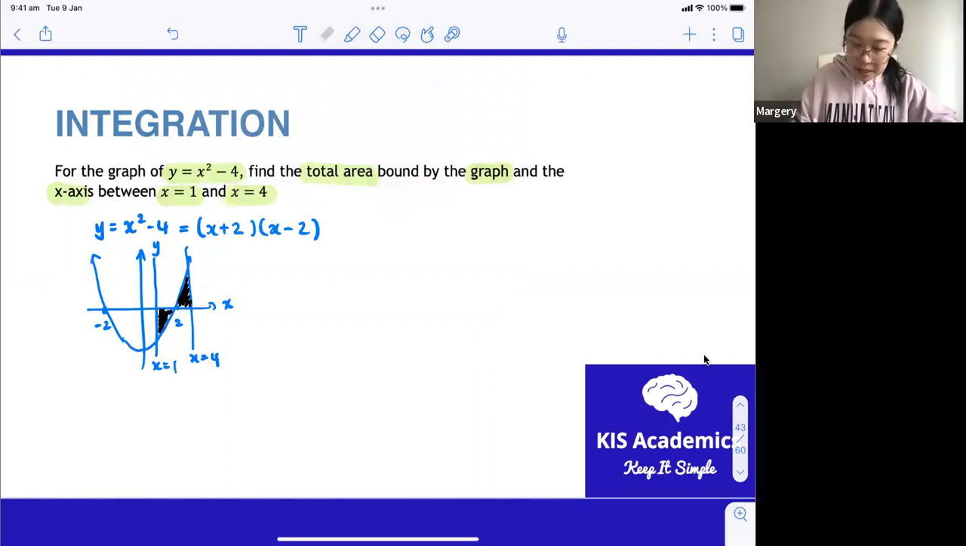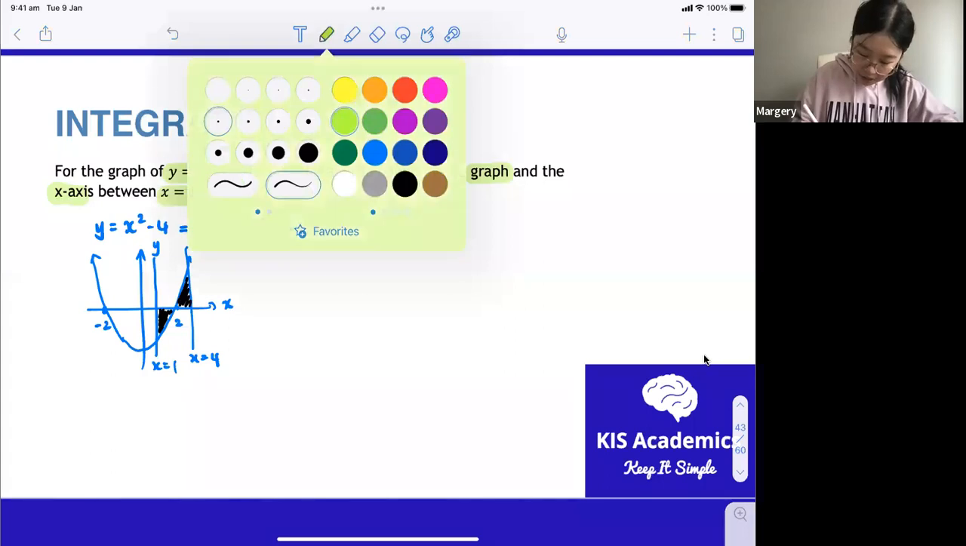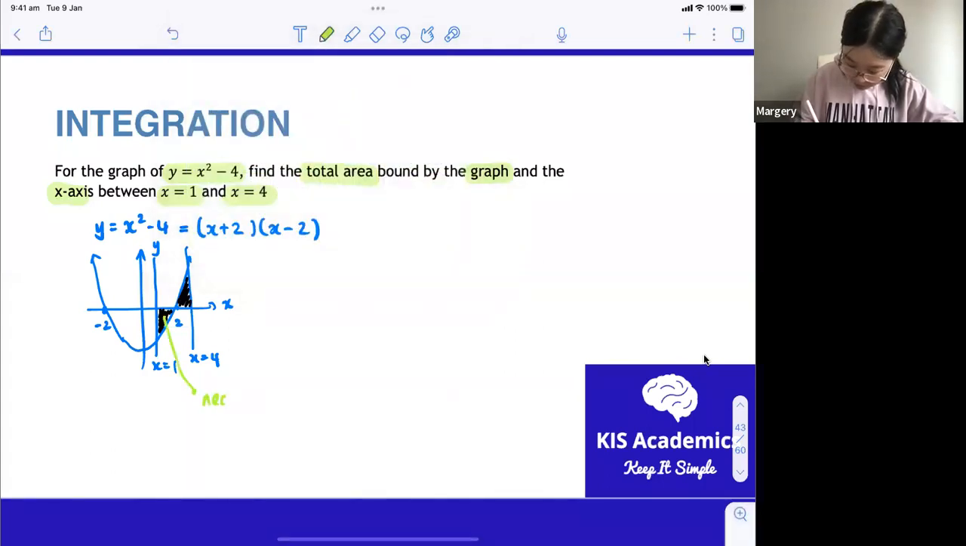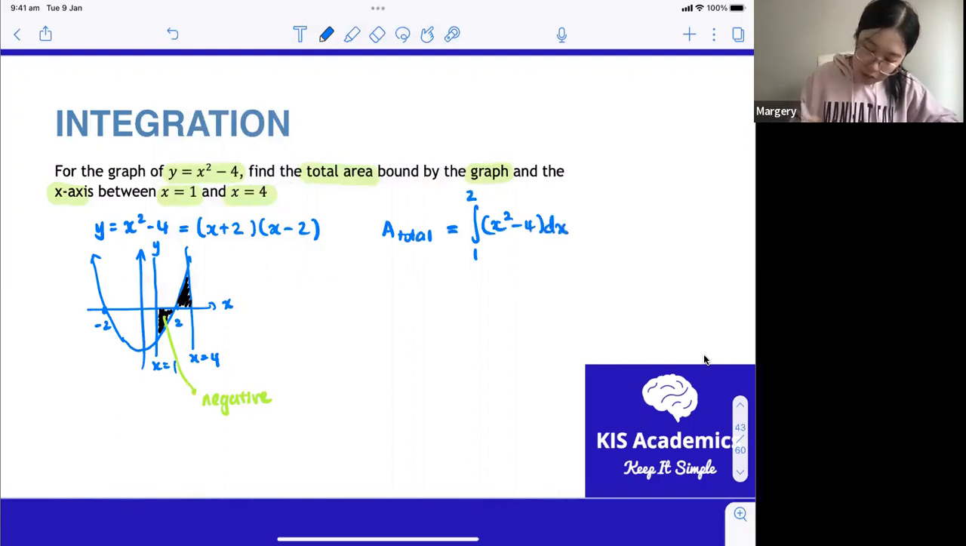So to find this, the first thing that I notice is that this area over here is a negative area because it's below the x-axis. So in my calculations, because we're asked to find the total area, I would need to do a bit of manipulation to cater for that. So to find the actual total area, I know that total area is equal to the integral from 1 to 2 of my f of x, or y, which is x squared minus 4, dx. But this region is the negative area that we're talking about. So in order to make this positive, I know that I can put a negative sign in front of that.